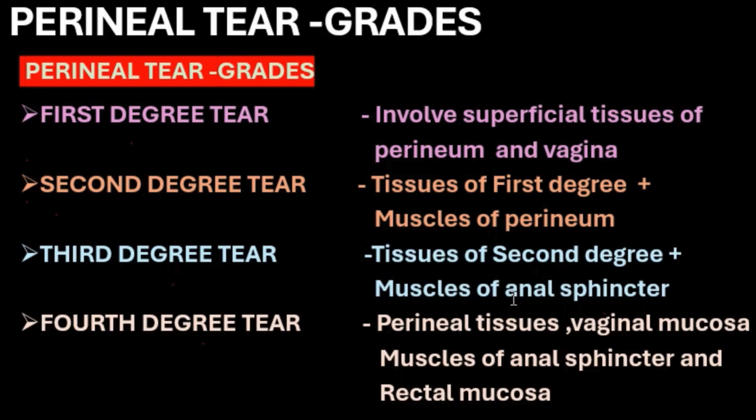So what you need to add extra is what is additional in that particular tear. For example, in second degree the additional is perineal muscles. Third degree, the additional is anal sphincter. And fourth degree: perineal tissue, vaginal mucosa, muscles of anal sphincter and rectal mucosa. So completely is there. So this is also according to the grade or severity. First degree, second degree, third degree and fourth degree.